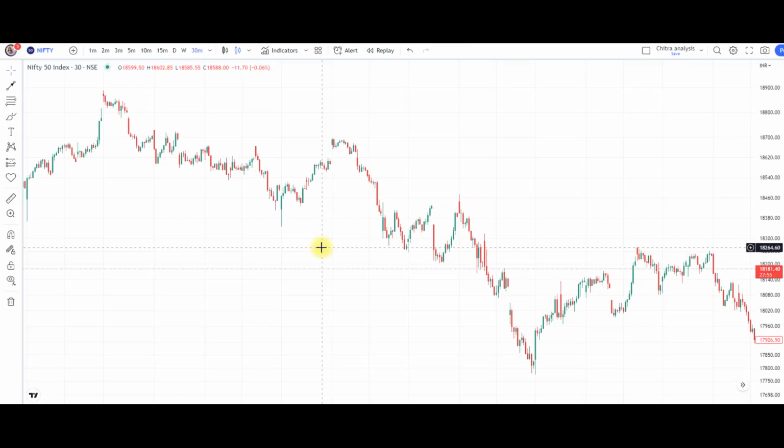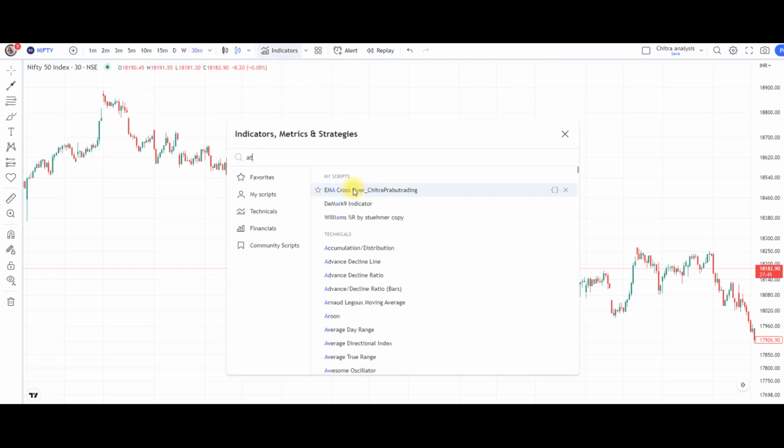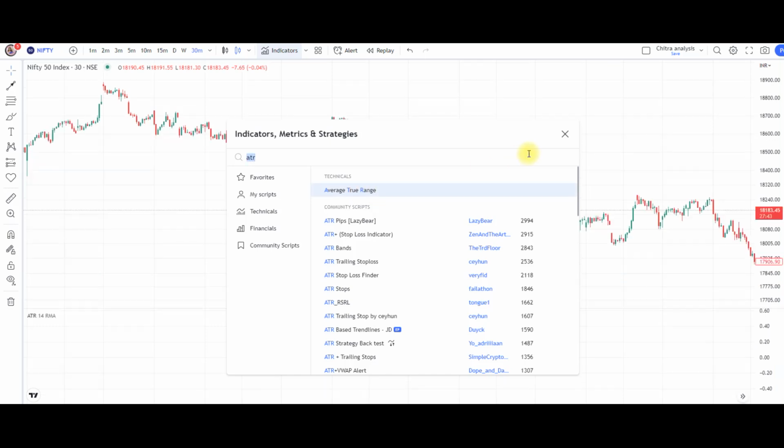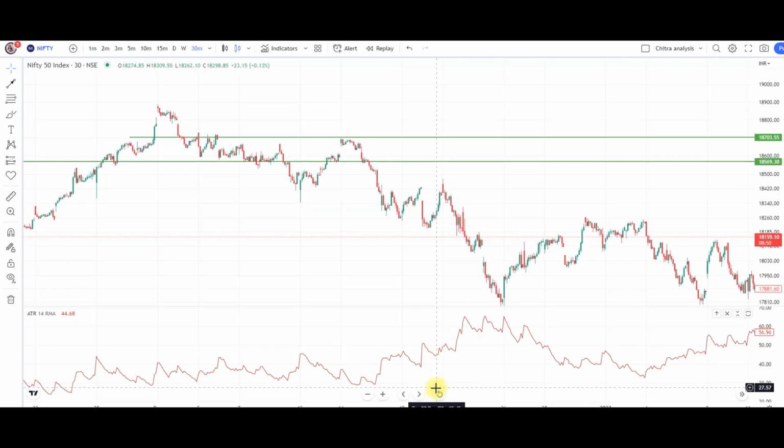Now we can see how we can add the ATR indicator in TradingView. So this is the Nifty 30 minutes time frame chart. Now go to indicators and add ATR, that is Average True Range. Click on this. This is the default settings. We don't want to change anything in the settings. Now we can see how we can use the ATR in our trading.